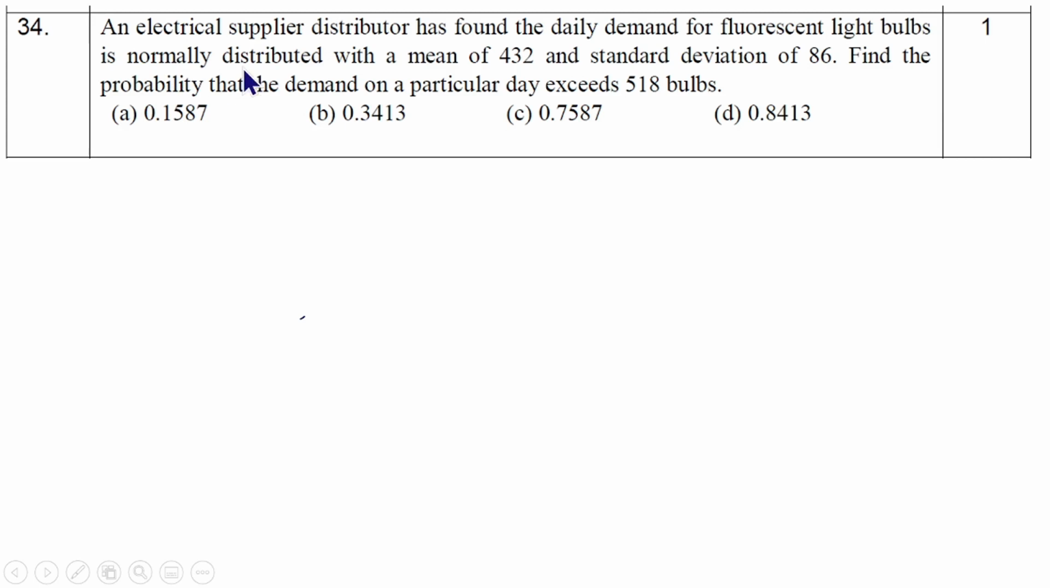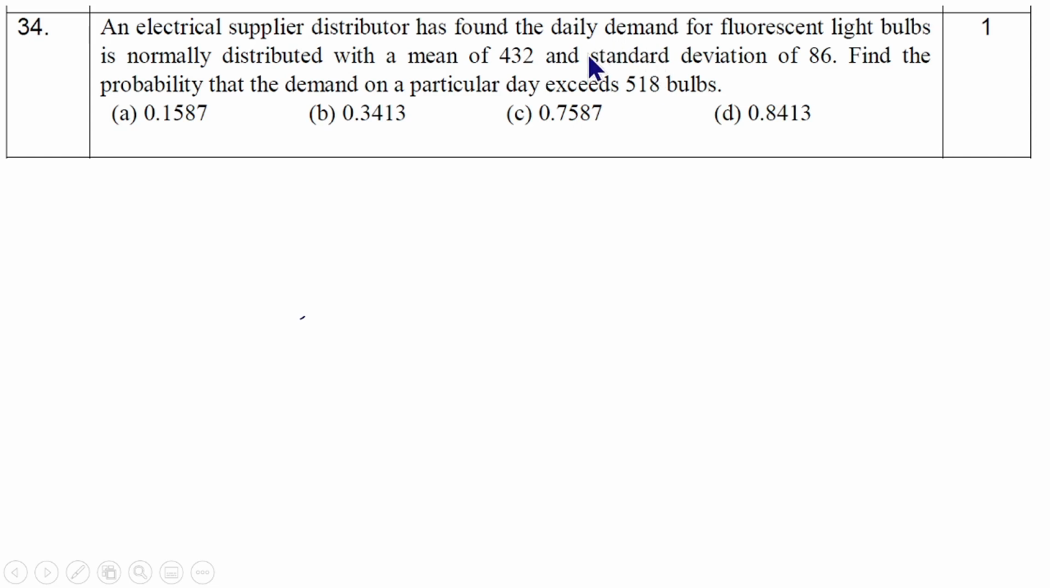The next question. An electrical supplier distributor has found the daily demand for fluorescent light bulbs is normally distributed with a mean of 432 and standard deviation of 86. Find the probability that the demand on a particular day exceeds 518 bulbs. So here we can see that x follows a normal distribution, given mean is 432 and standard deviation is 86. Now we need to find the probability that the demand on a particular day exceeds 518 bulbs.